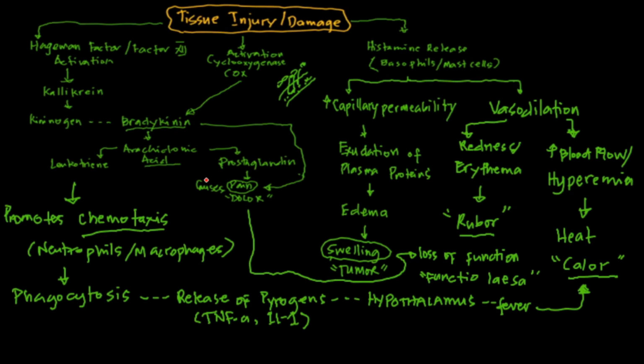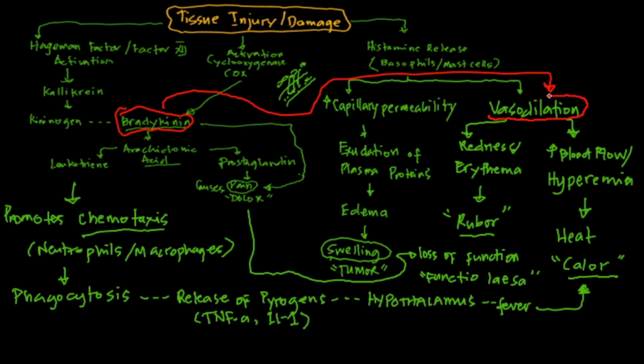Now let me draw again your attention to your bradykinin. Here is your bradykinin. And take note that your bradykinin is also the one that causes vasodilation aside from your histamine. Since there is vasodilation, then the process will also continue to have redness or erythema, which is your rubor. And if there is vasodilation, again, there is also hyperemia or increasing blood flow that will in turn lead to heat. And the Latin word for that is your calor.